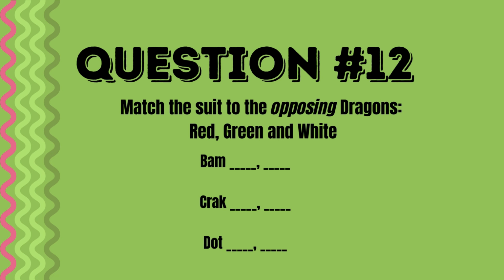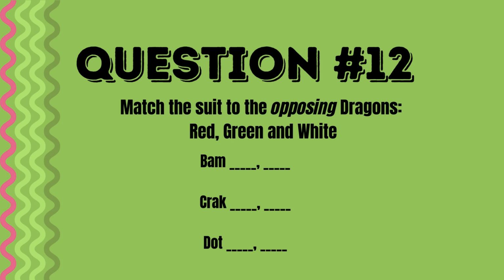Question 12. Let's match the suits to their opposing dragons. So red, green, and white are the 3 dragons. Each suit has 1 matching dragon and 2 opposing dragons. So the matching dragon to bam is green. If you cover green on the screen with your finger, red and white are the opposing. The matching dragon to crack is red, so the opposing are green and white. The matching dragon to dot is white, so the opposing are red and green.